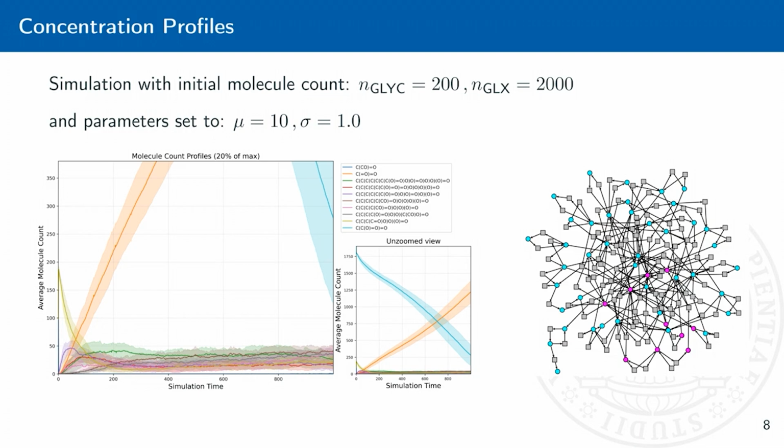On the slides, you can see the average time traces of the 10 species with the highest average molecule count over all runs. You can also see one of the sampled reaction networks. One can see clearly that glyoxylate is consumed, mainly due to aldol additions, while CO2 is produced and increases in concentration, mainly due to decarboxylations.